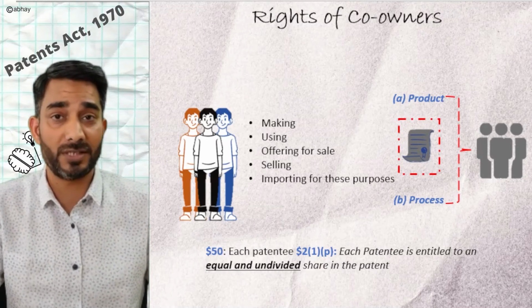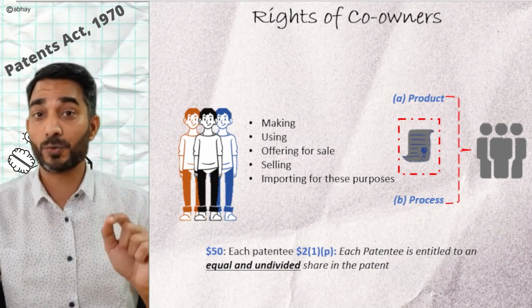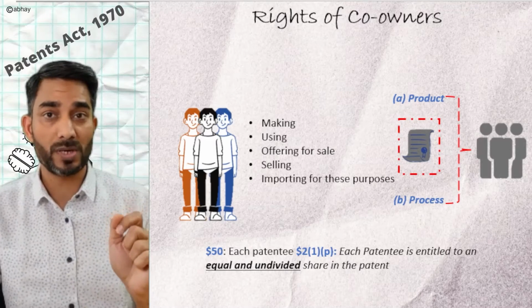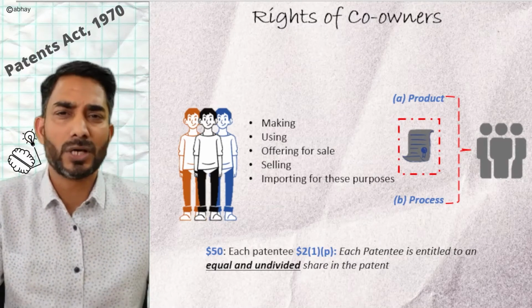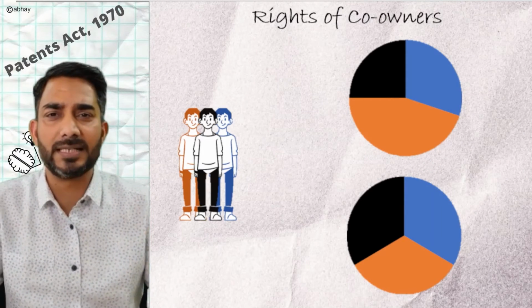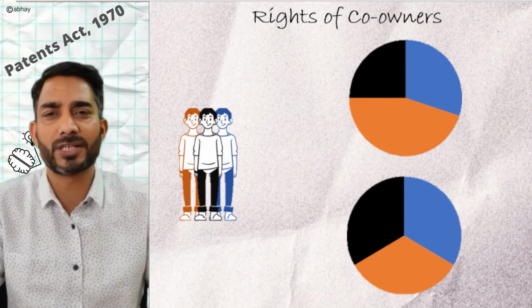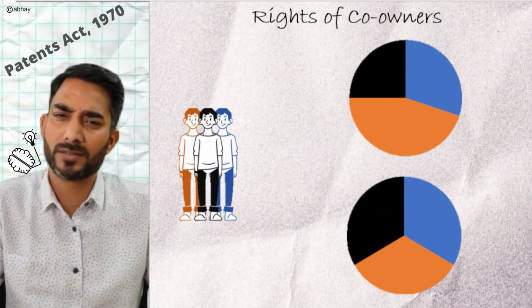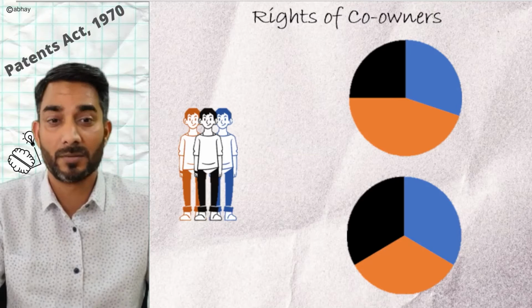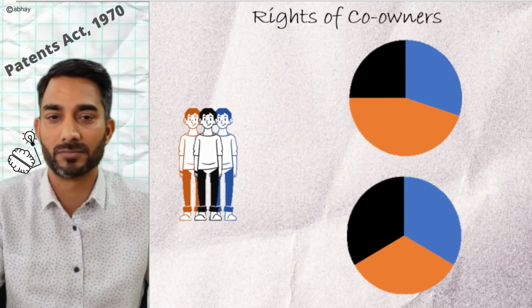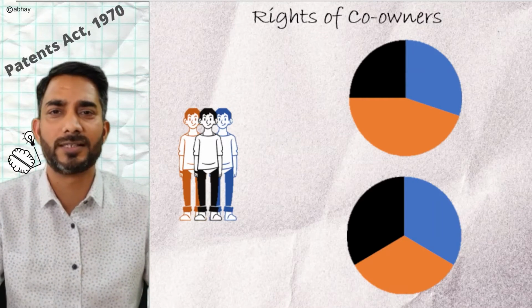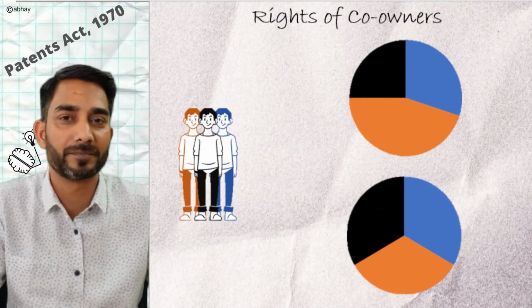As per Section 50, each patentee (Section 2(1)(p)) is entitled to an equal and undivided share in the patent. How do we illustrate this using a chart? So as per you, which among these accurately depicts the requirement of Section 50? The first one looks a little unequal in terms of distribution, isn't it? But the second one definitely is equal distribution, 33, 33, 33 decimals. So which among these do you think depicts the requirement of Section 50 accurately? Second, isn't it?